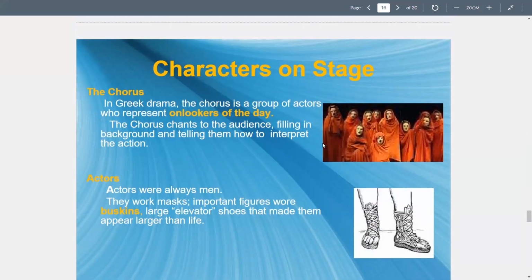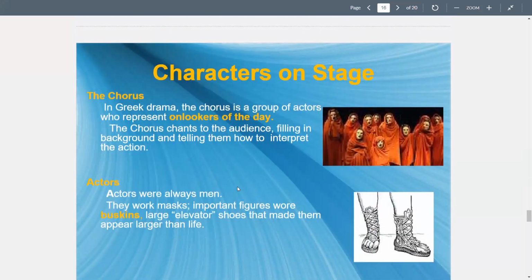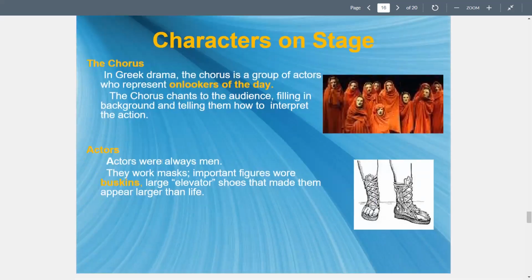Other characters on stage, you had the chorus, which is meant to be a group of actors who represent the onlookers of the day. They chant to the audience, filling in the background, telling them how to interpret the action. And there's usually more chorus members than there are actual characters. For example, if you look at a modern day play or musical, there is a lot of side characters going on. There's a lot of people, but the ensemble is usually a lot bigger than the major cast.